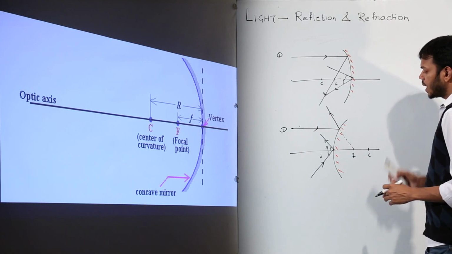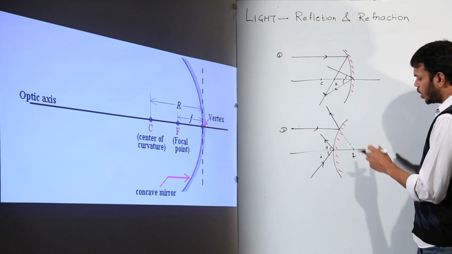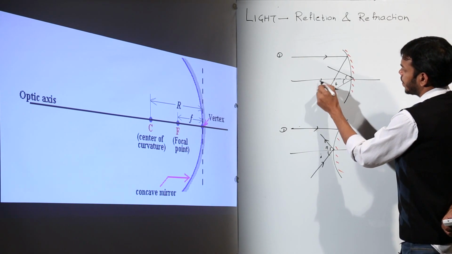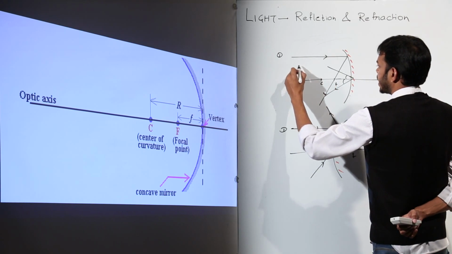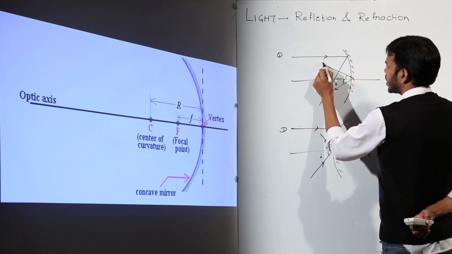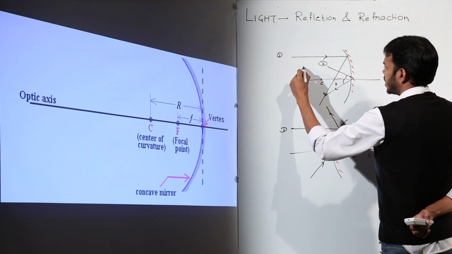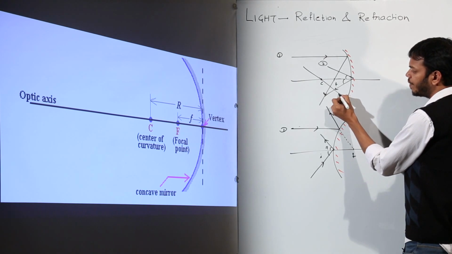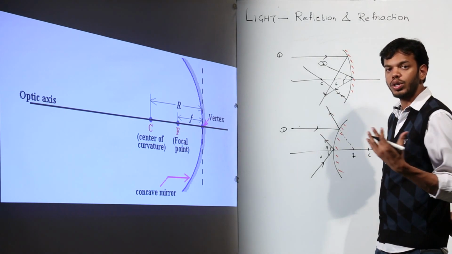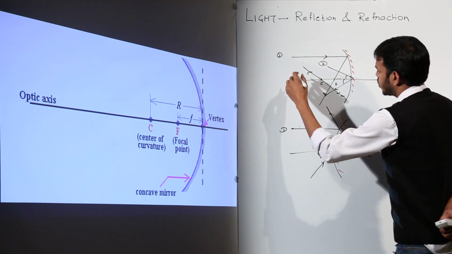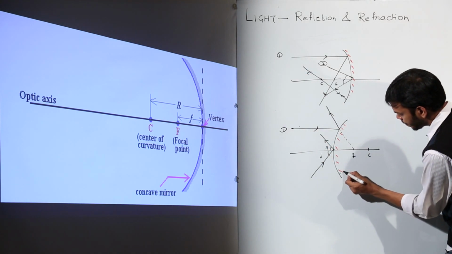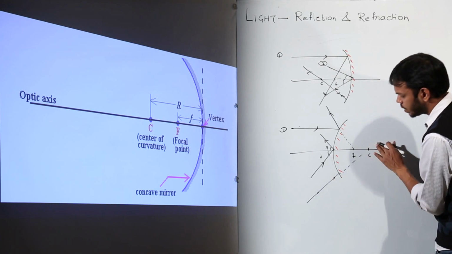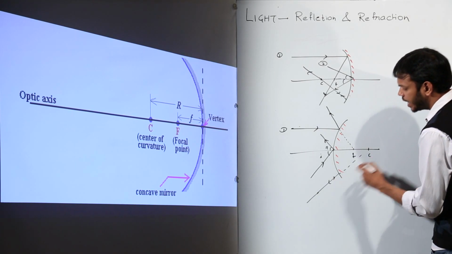And lastly, the ray which is incident on, or which is passing through, the center of curvature. Suppose this is the ray passing through the center of curvature, let us call it ray number 3; this was ray number 2. Ray number 3 is passing through the center of curvature, so this ray is going to get reflected back. This ray is going to retrace its path. So that is ray number 3. Here too, the ray which was incident along the center of curvature will get reflected back.